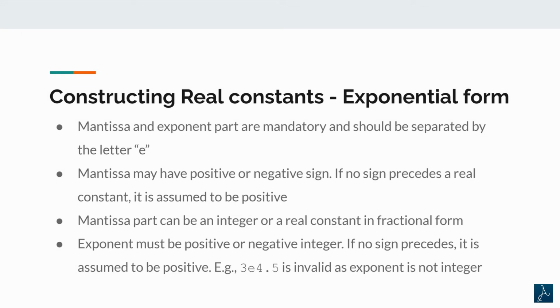Now, let's go through the rules for constructing a real constant in exponential form. Mantissa part and exponent part are mandatory and should be separated by the letter E. Mantissa part may have a positive or negative sign. Default is positive. Mantissa part can be an integer or a real constant in fractional form. Exponent must be a positive or negative integer. It can't be a real constant in fractional form. For example, 3e4.5 is invalid since the exponent part is not an integer value.